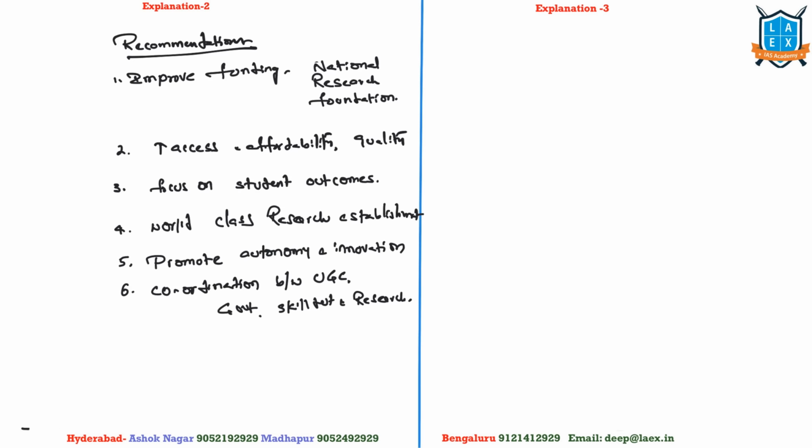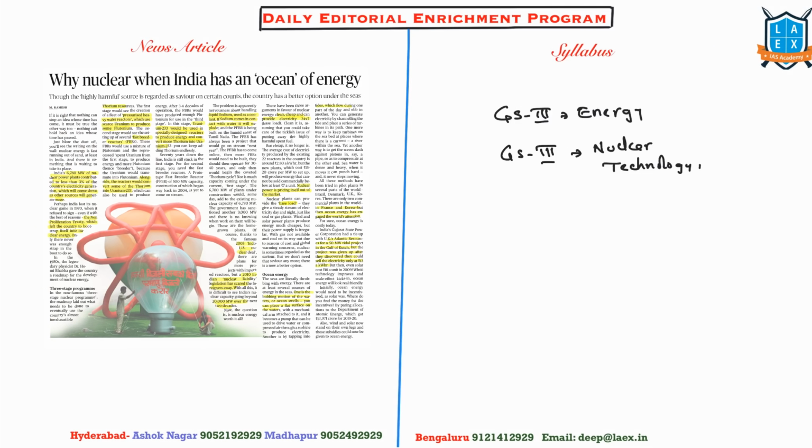So in this case, what are the recommendations? Improve funding. The draft national education policy stated that the establishment of a National Research Foundation is a positive step. Increase access, affordability and quality of higher education, and we shall focus on student outcomes and employability, world-class research establishment, and promote autonomy and innovation by reforming regulation and governance. Finally, there has to be coordination between various regulatory institutions like UGC, AICTE, etc. And today we are focusing on skill development, research, and academic work. A better coordination can be anticipated between these things.